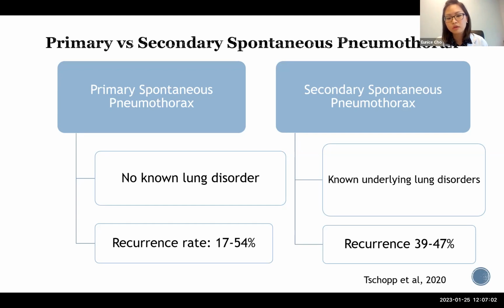The recurrence rates are comparable. They're actually quite high. For the primary spontaneous pneumothorax, it tends to be 17 to 54% within the first year when they initially presented with a pneumothorax, versus 39 to 47% in the secondary spontaneous pneumothorax group.